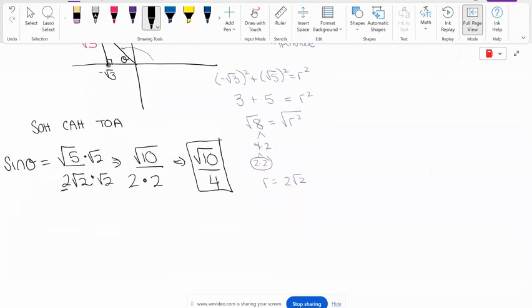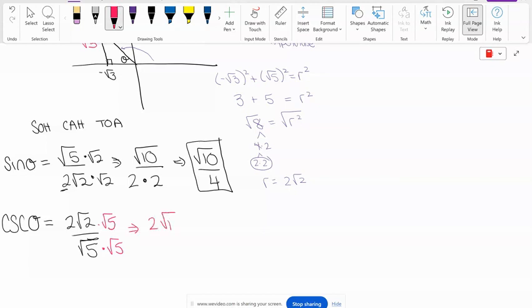All right, now we want the cosecant. Well, isn't the cosecant just the reciprocal of sine? So I'm going to have 2 root 2 over root 5. Once again, what's the problem? The denominator has a radical. This time, what should I multiply by? Root 5. When you multiply by root 5 this time, you get 2 root 10 over 5.